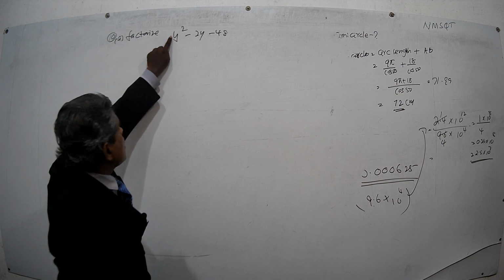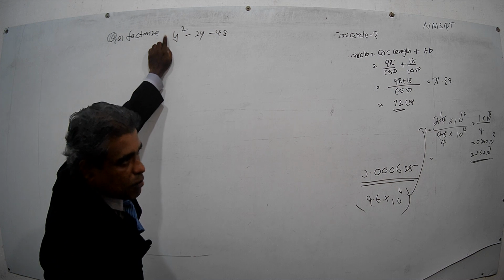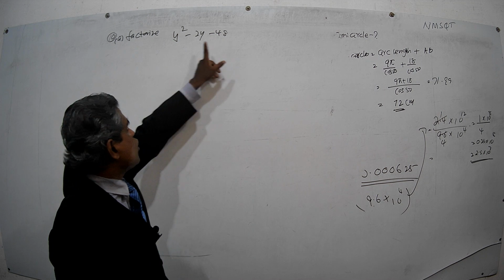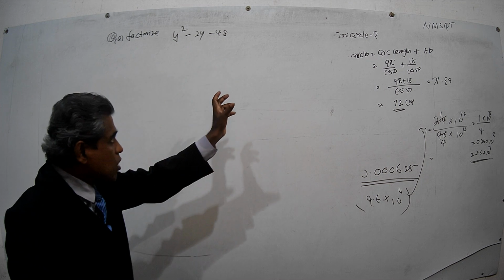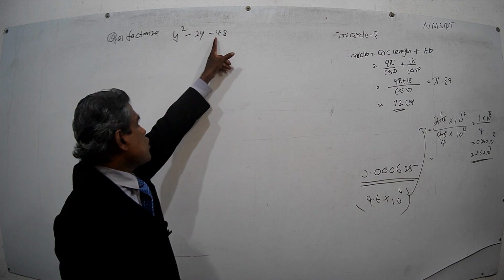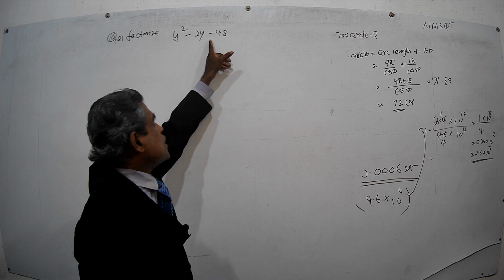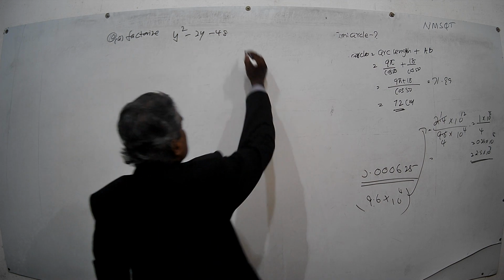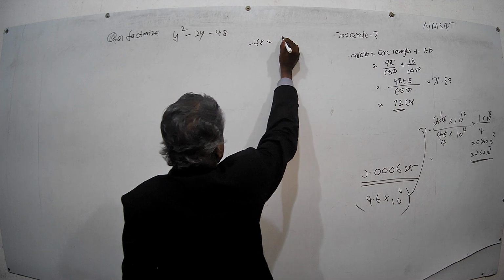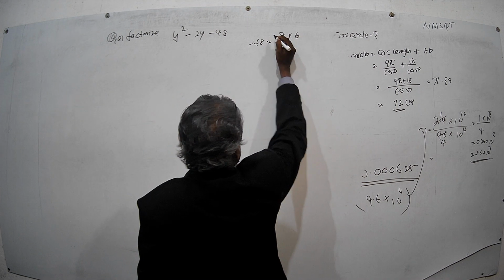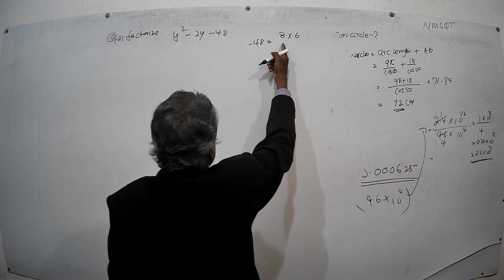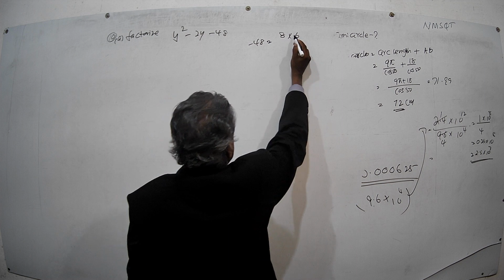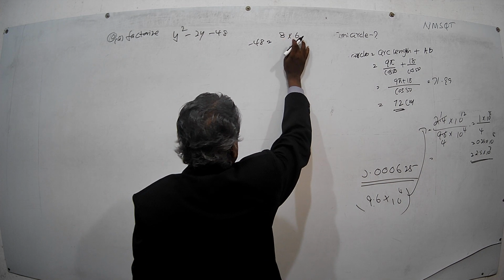Here the coefficient of y squared is positive 1. Therefore, no problem, straight away we can factorize. Break this minus 48 into two factors where the sum of the two factors equals minus 2. You can write 48 equals 8 into 6. To get minus 48, you have to make one number negative. If you put 6 negative, then the sum of these is 8 minus 6, plus 2.